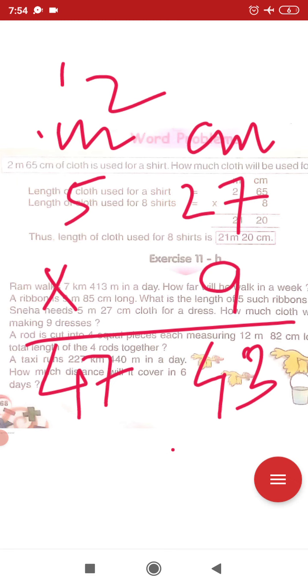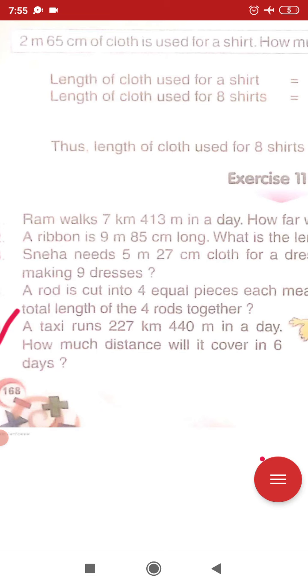A taxi runs 227 kilometer 440 meter in a day. The distance covered by the taxi in one day is 227 kilometer and 440 meter. How much distance will it cover in 6 days?